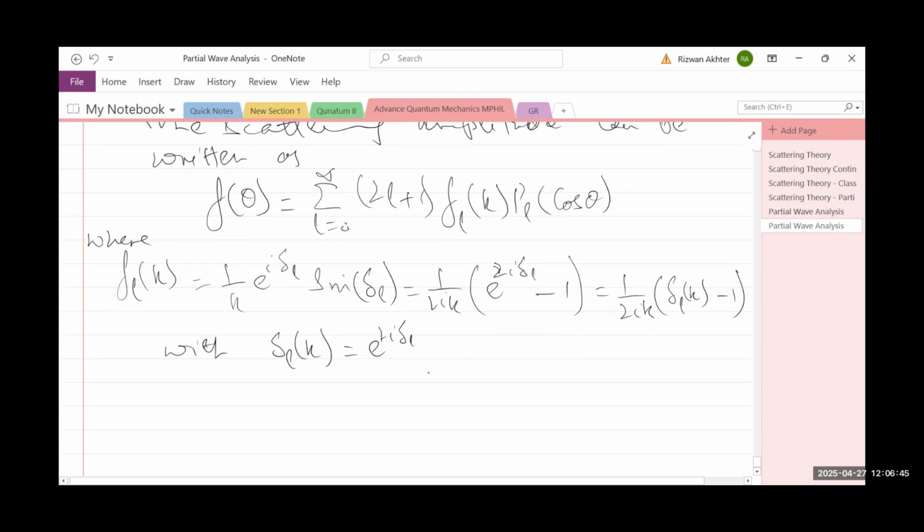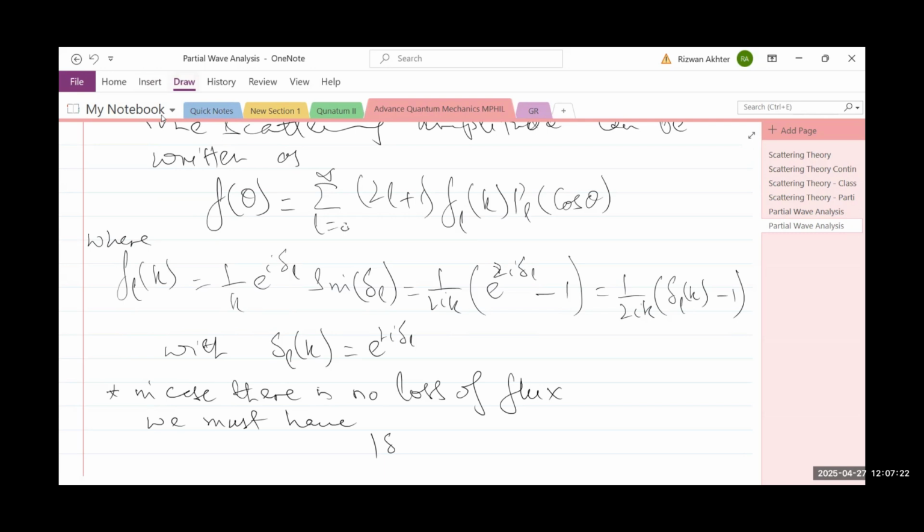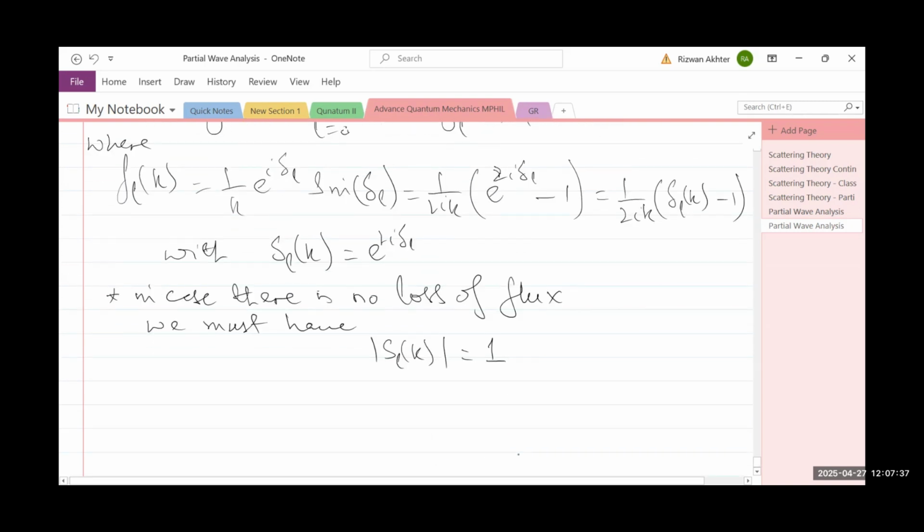Okay, so suppose there is no loss of flux, loss of flux meaning there is no loss of particles, we can write the S matrix, that is the mod of S matrix equals 1. So in case there is no loss of flux, we must have the mod of S_L of k equals 1. That is the case where there is no loss.